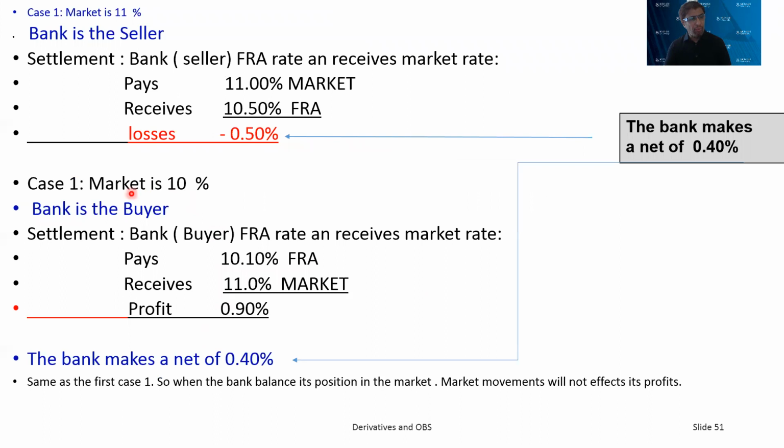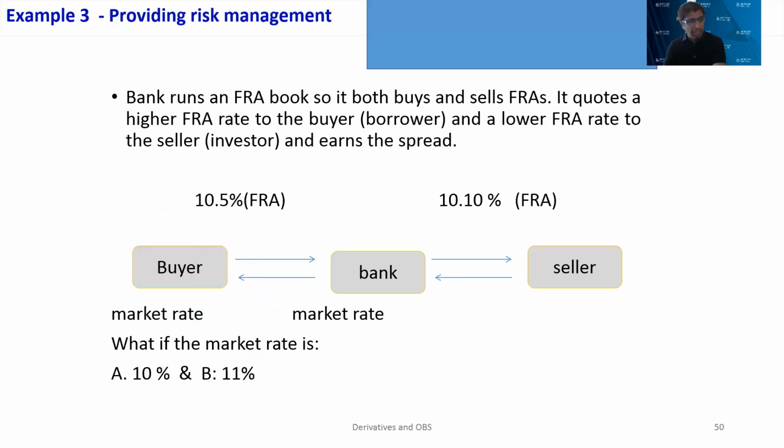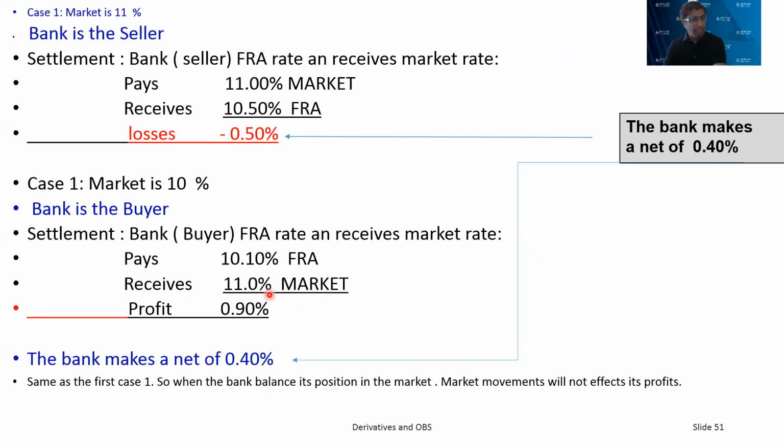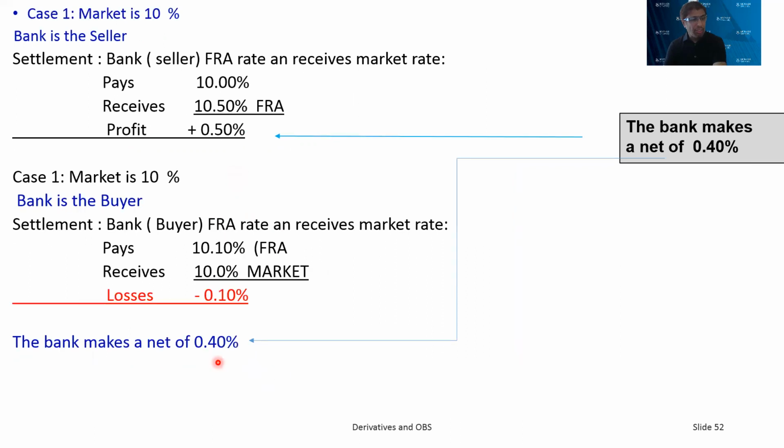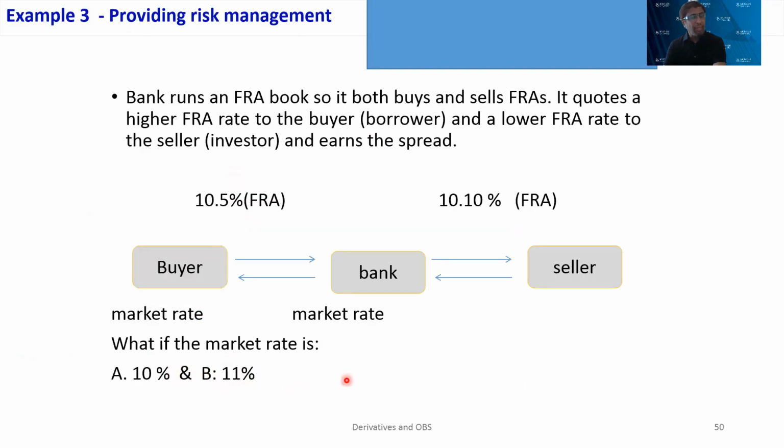What if the interest rate goes to 11%? Now, as a seller, he will pay 11%, and of course he will be compensated at 10.5. So actually, he's settling 50 basis points more with the buyer. Now let's see what happened to this guy. When the bank is a buyer from another seller, he will pay the seller 10.10, which is the FRA, but he will receive the market rate, which is 11%, making 90 basis points. So the difference between the 50 and the 90 basis points is 40 basis points, which is the same 40 basis points. So regardless of whether the rate goes to whatever rate, it doesn't make any difference.